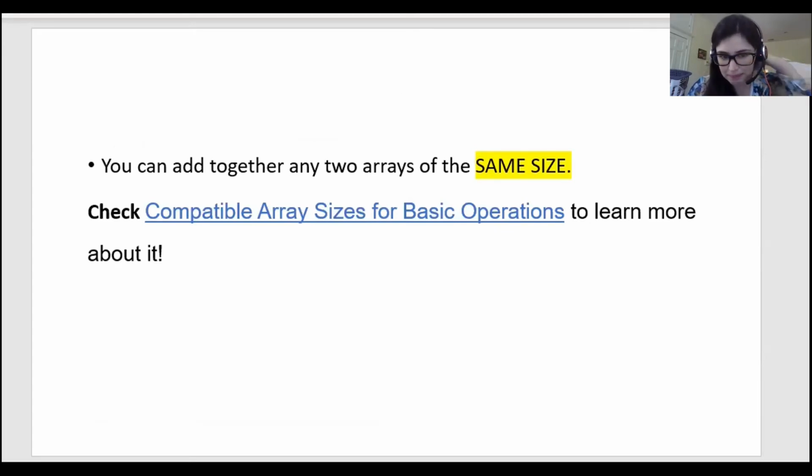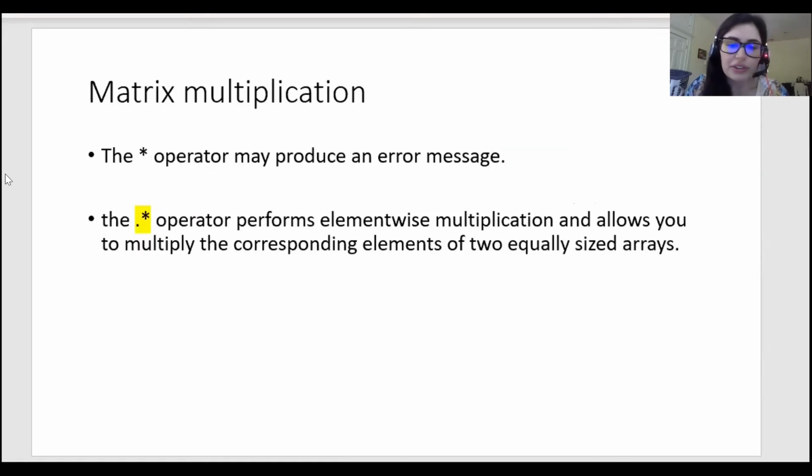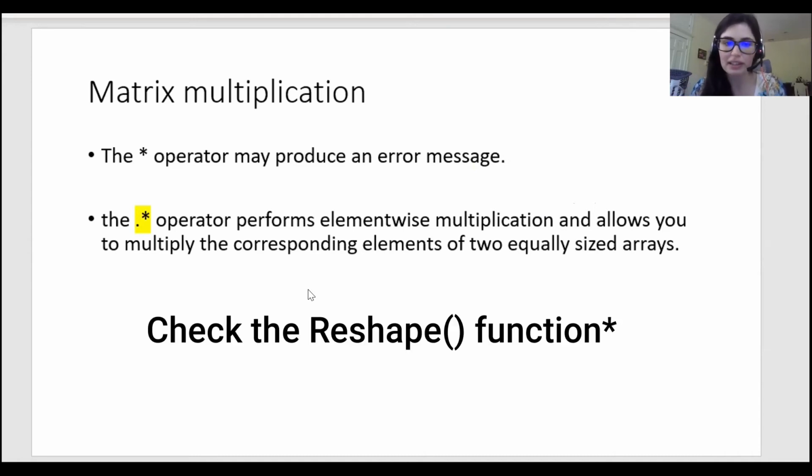But the best way is to try to make the sizes of the matrices match by reshaping a matrix to make it the same size as the matrix you want to work with. For example, if you have two matrices, you can reshape the second matrix to have the size of the first matrix, and then you can work with two matrices of the same size.